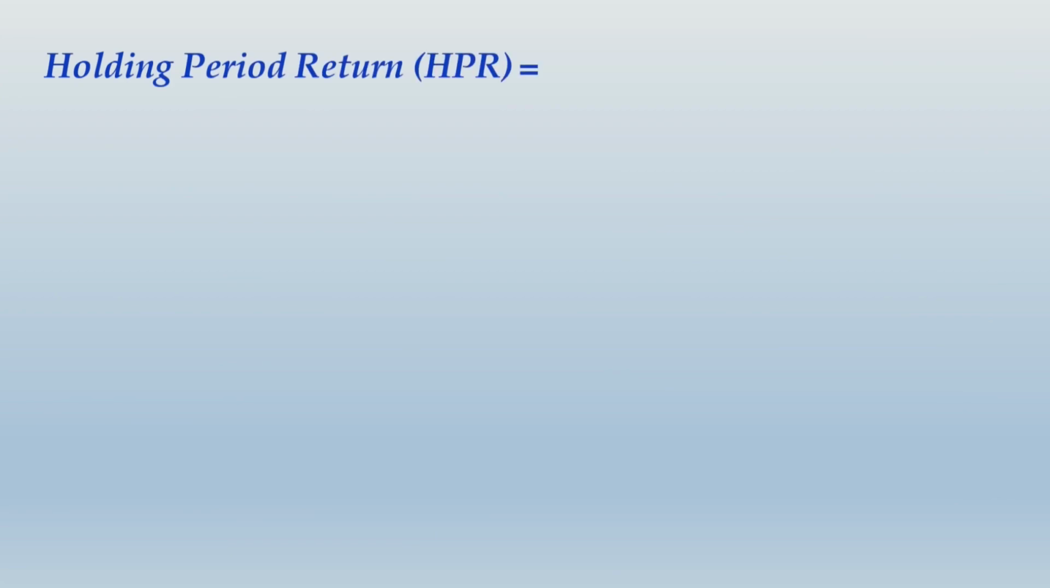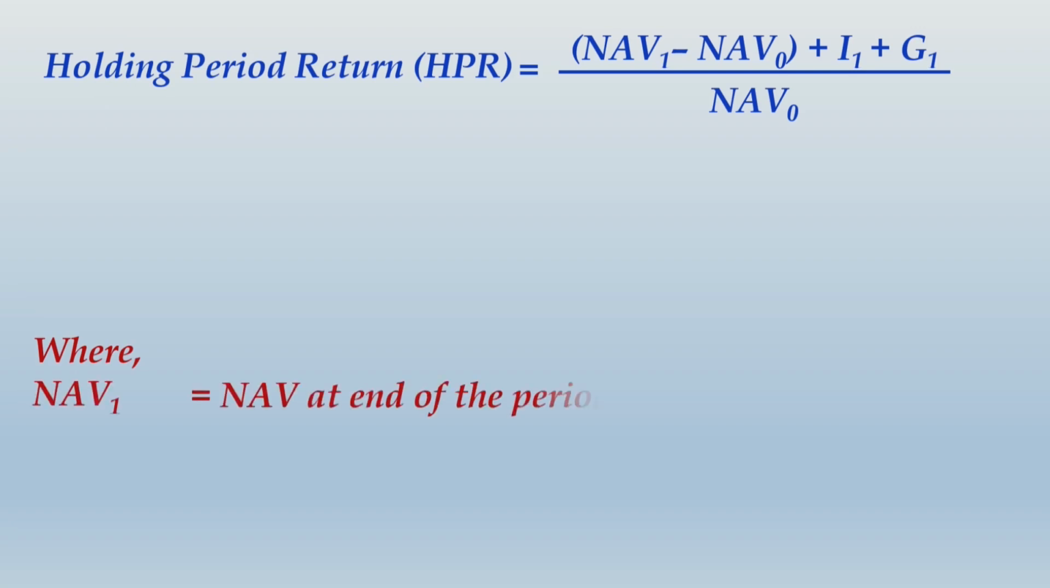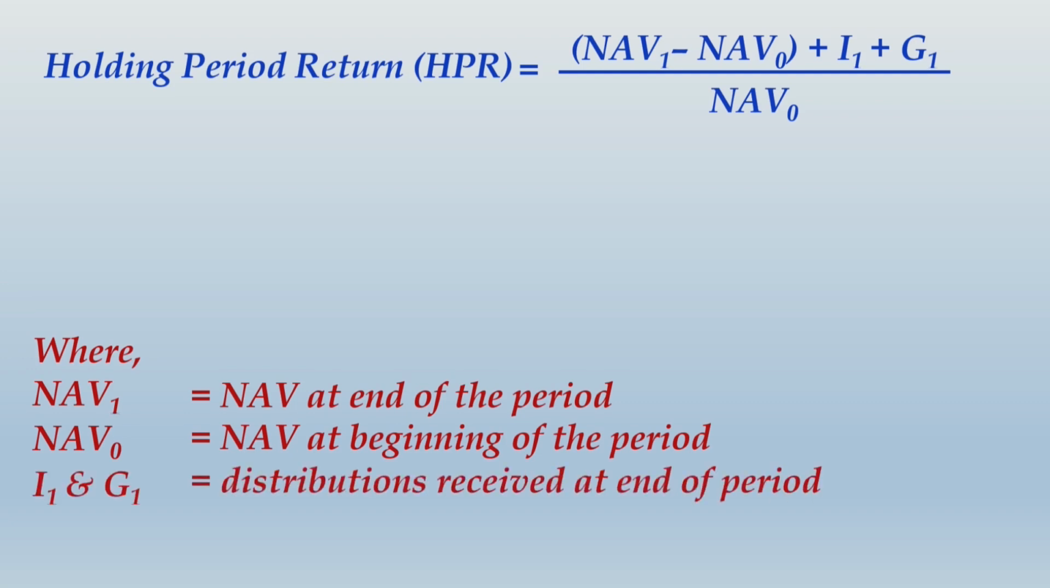This time when you write the formula, that formula will be for HPR, that is holding period return. The formula is structured the same way, only the point you have to consider is NAV1 and NAV0 should not be written as beginning and end of the year, it should be at beginning and end of the period, and here the period is 10 months.